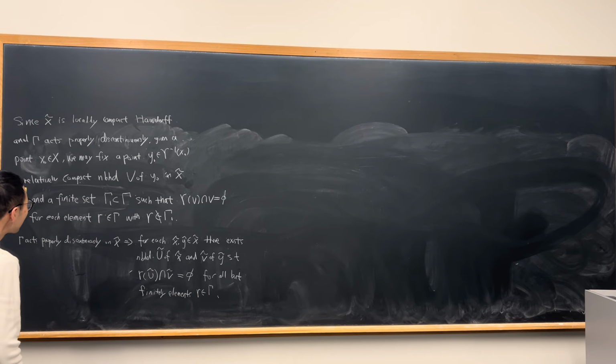So here, what do we have? Given a point x naught in x, we may fix a point y naught in this gamma inverse of x naught.